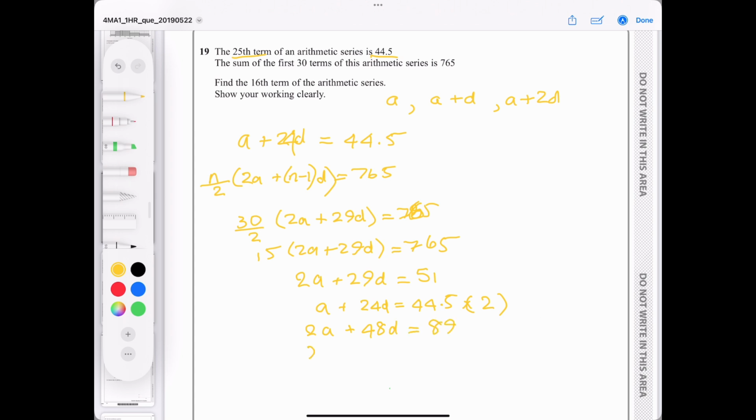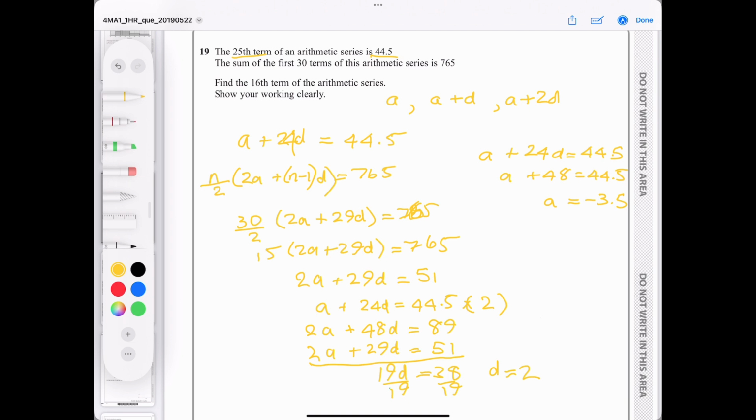Let's take this one away from that one. And we'll get 89 minus 51 is 38. And that one is 19d. That means that if we divide both sides by 19, we'll get d equals 2. And then we'll put that into the easiest one, which is a plus 24d equals 44.5, and we'll get a plus 48 equals 44.5. Take 48 from both sides and we'll get a equals minus 3.5.